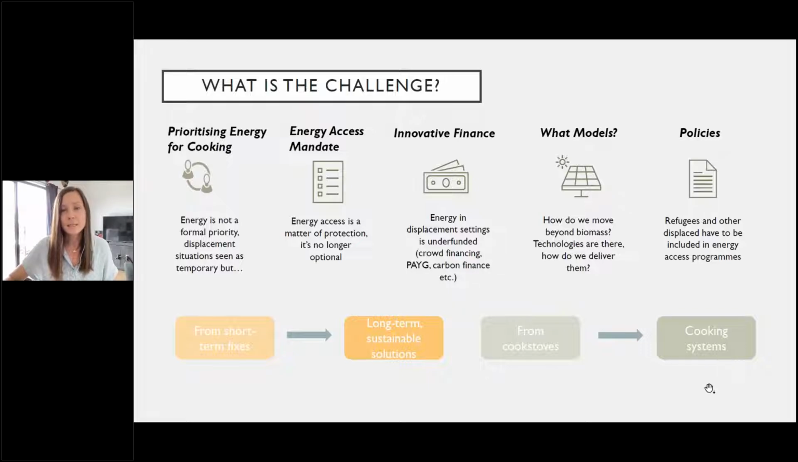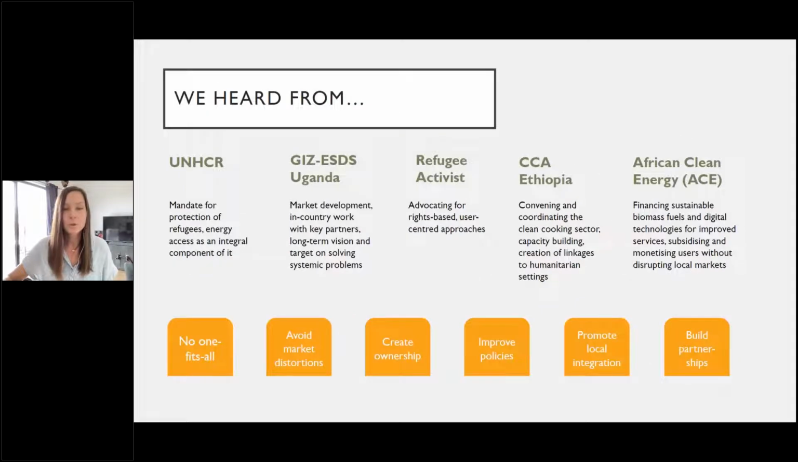And finally, policies. How do we build policies that are more inclusive? Again, here it's a matter of making sure that the displaced can benefit from the kind of policies and financing mechanisms that other members of the host communities, for example, can benefit from. So some of the overarching issues were moving away from short-term fixes to long-term solutions, and also moving from cookstoves only to cooking systems.